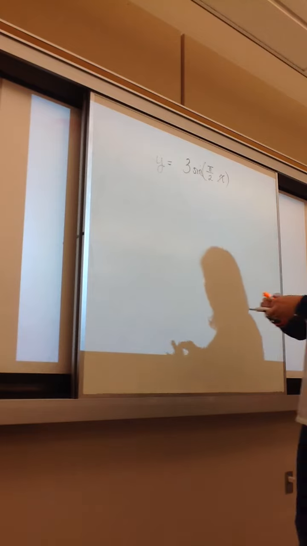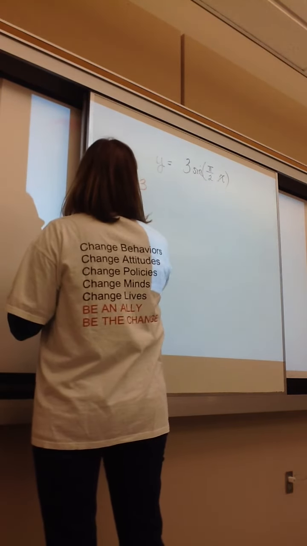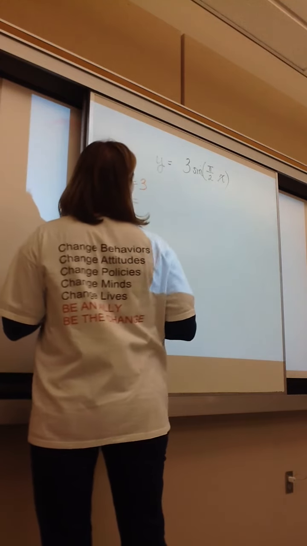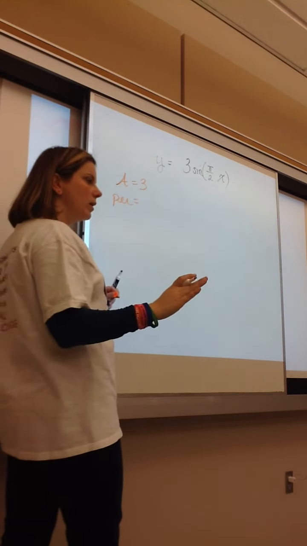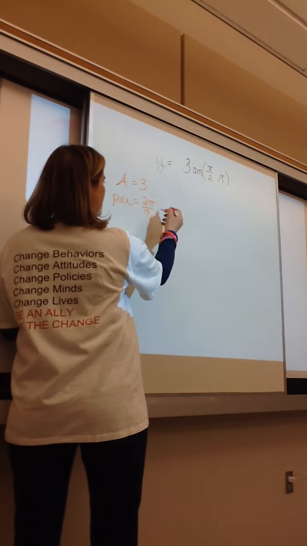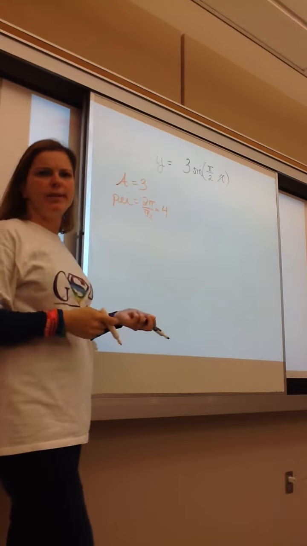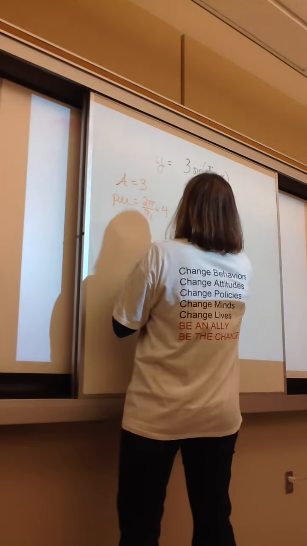Okay, what's the amplitude, folks? The amplitude is 3. What's the period? The period is 4. A nice plain 4. Because it's 2 pi divided by pi over 2. What happens to the pi's? Cancel. So our period is 4. This is super nice. These are nice values. Let's go ahead and graph them.